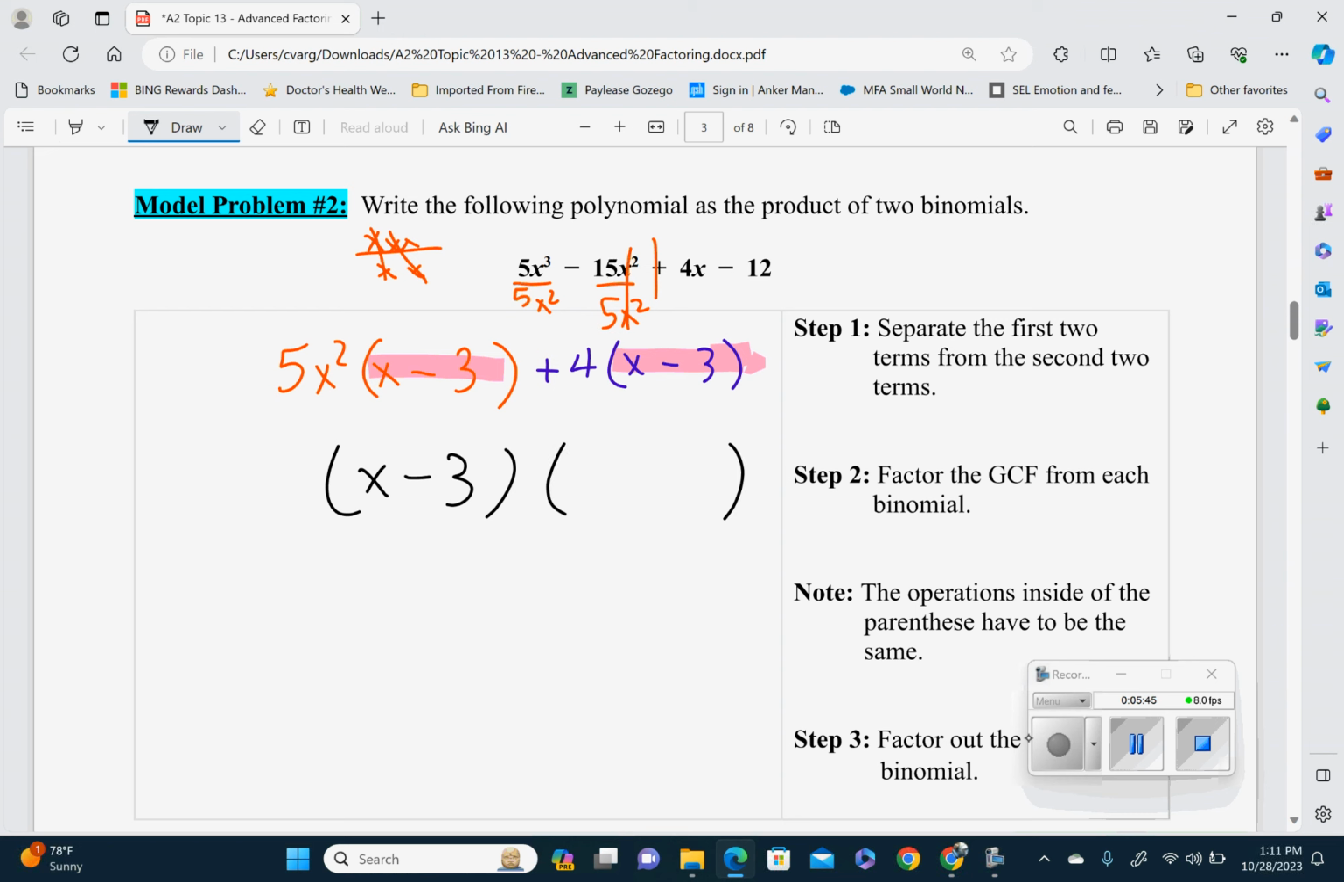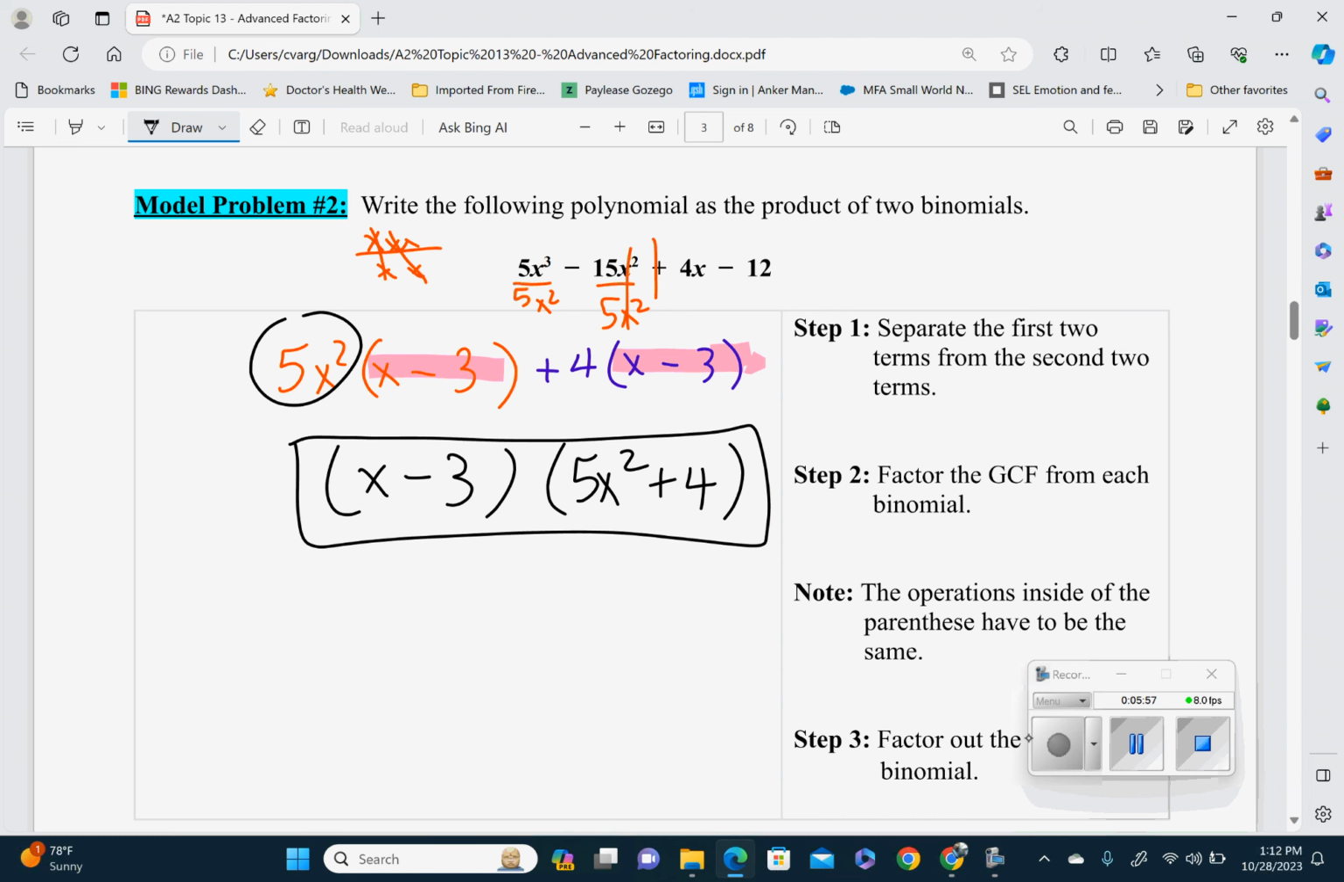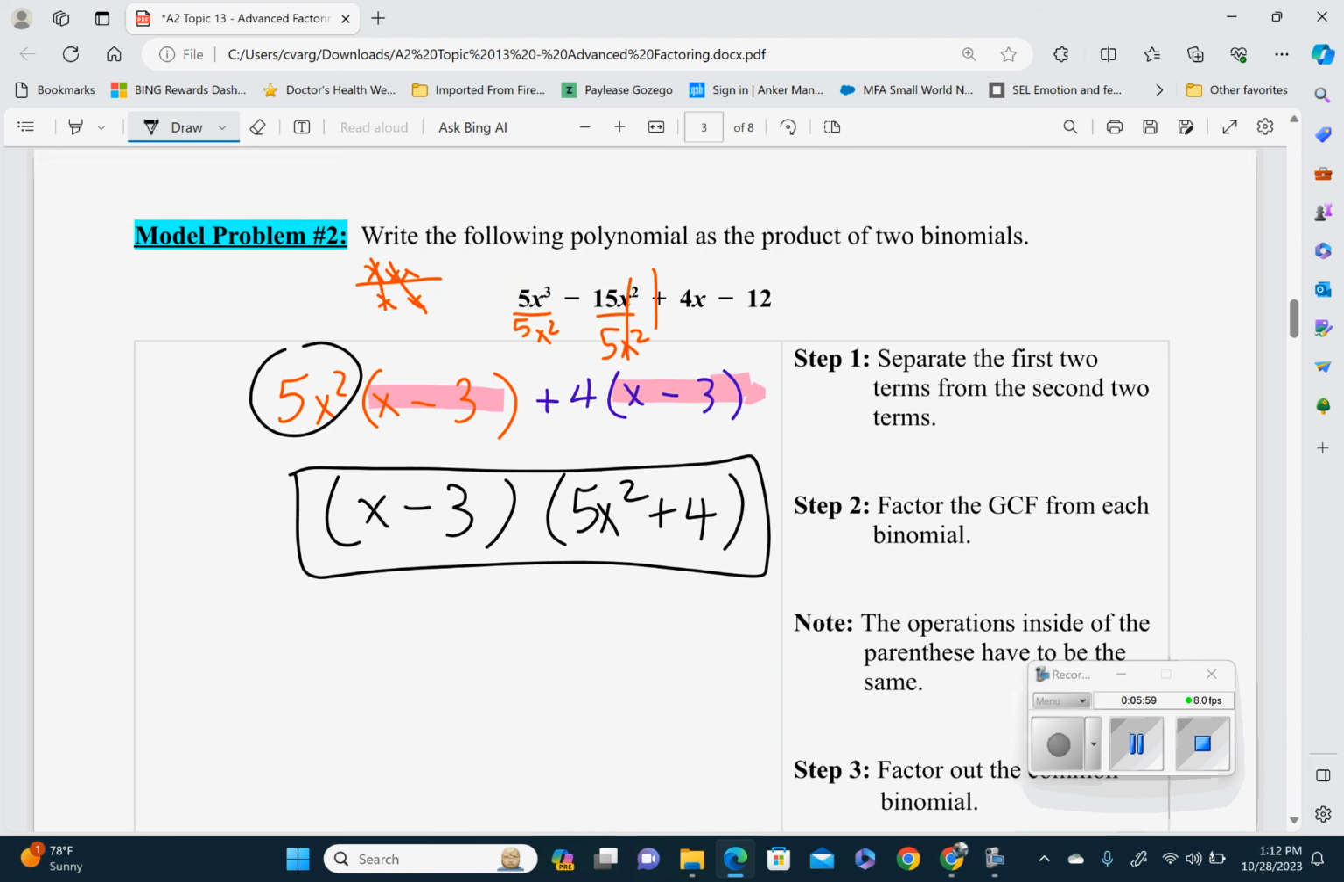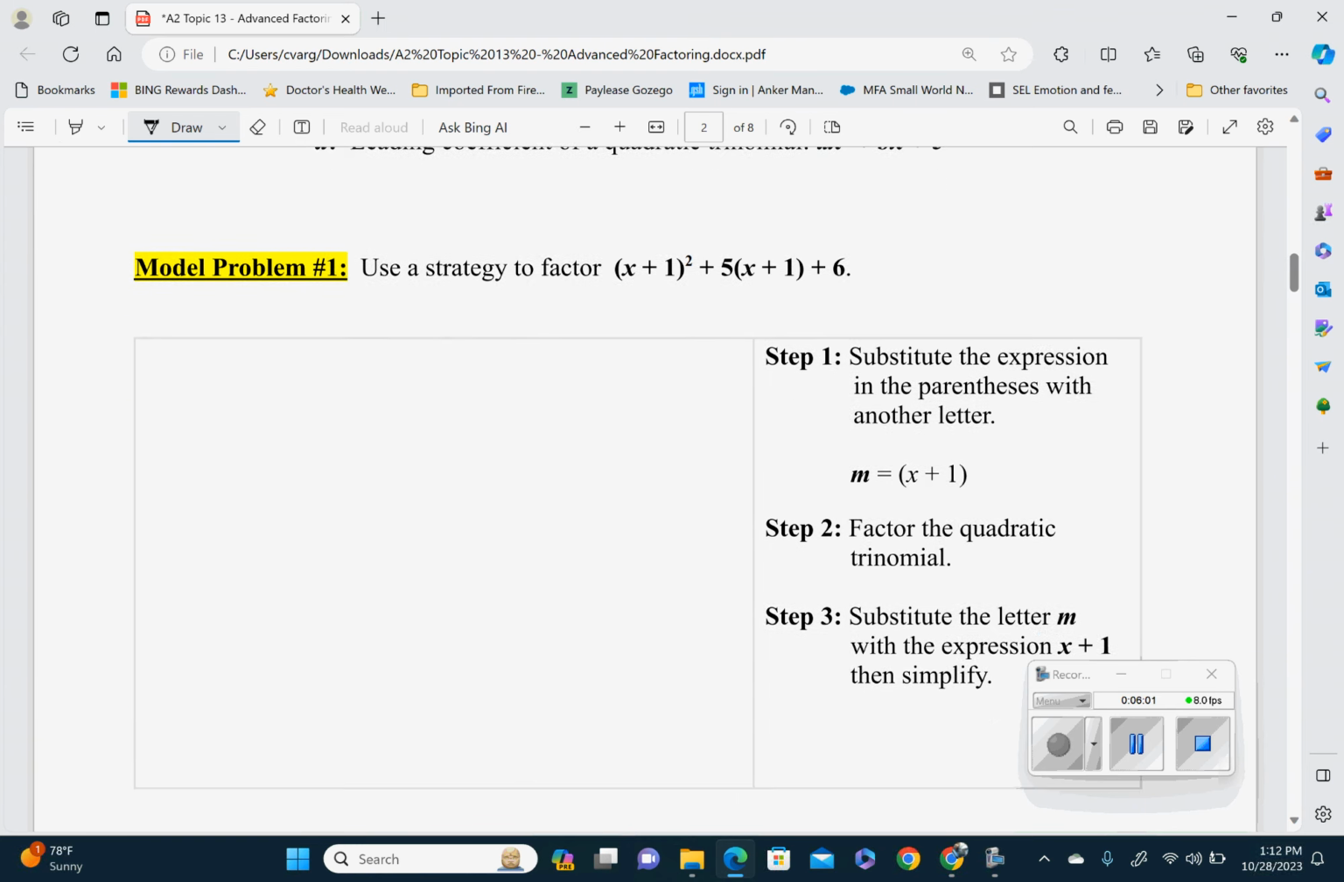So if the x minus 3 is gone, there's just a 5x squared left here. If the x minus 3 is gone here, there's just a plus 4. So this is the answer completely factored out. Okay. I am going to go back and do the first one.